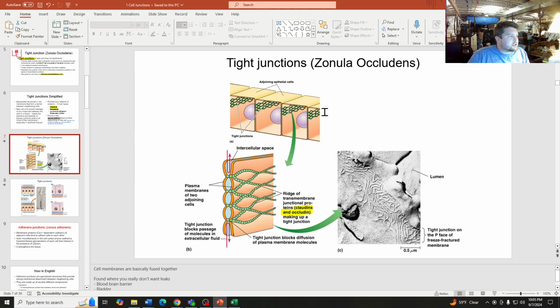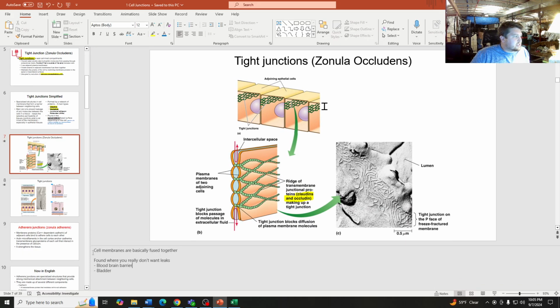Here's just some pictures of those tight junctions. You can see that thread, those claudins and occludins making up the tight junction, really just sewing it together and holding it together. These pictures that this professor has provided look a lot more like it's on the lateral surface. So if I were to lean towards anything, I would say lateral surface.